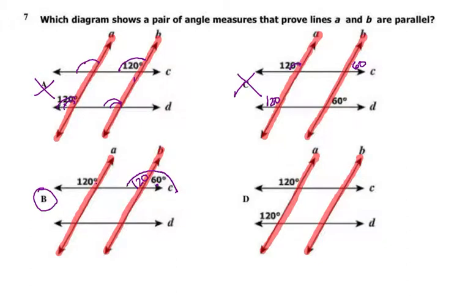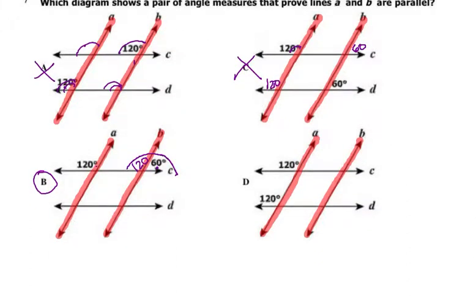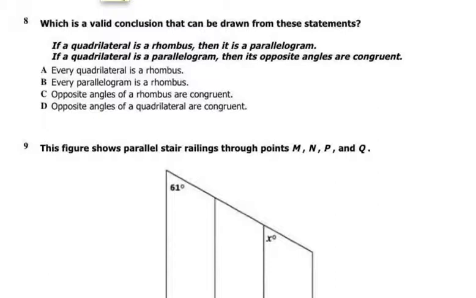All right, number 8. Whoops, next page. Number 8. Which is a valid conclusion that can be drawn from these statements? If a quadrilateral is a rhombus, then it is a parallelogram. If a quadrilateral is a parallelogram, then its opposite angles are congruent. So your conclusion is going to be, your parallelogram is going to cancel. If a quadrilateral is a rhombus, then its opposite angles are congruent.